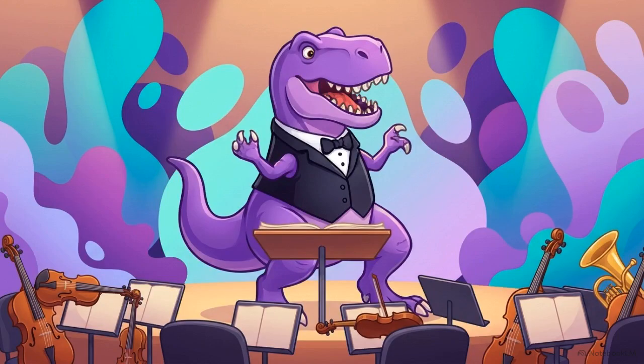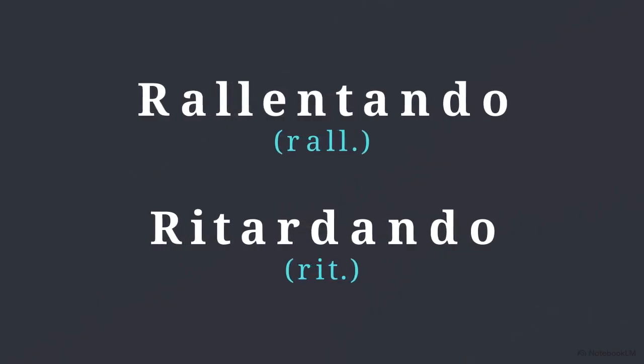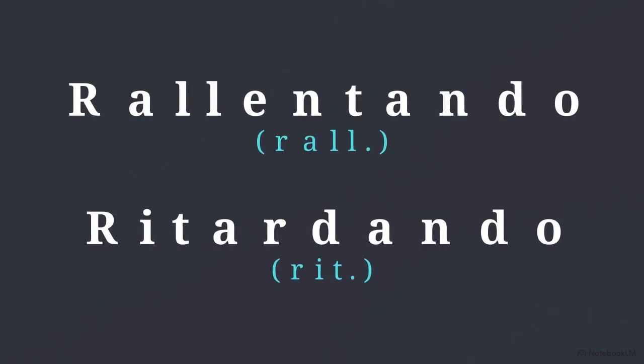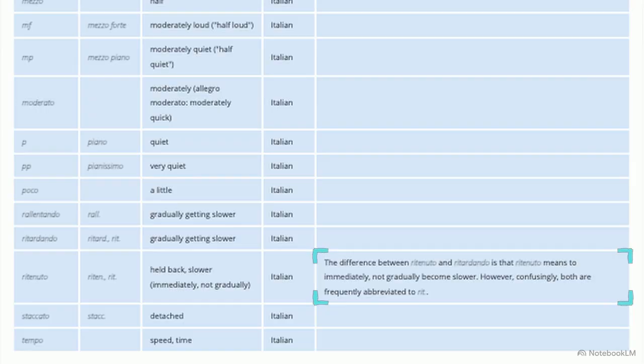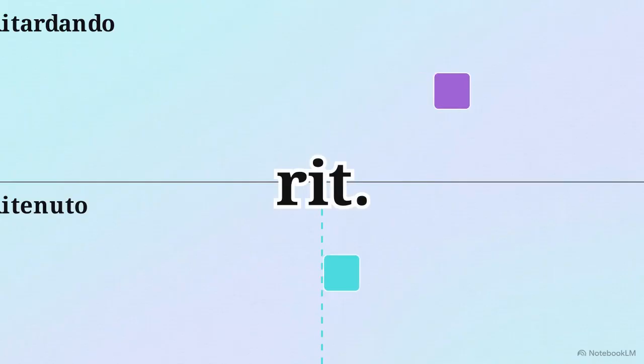Conversely, pulling back the speed requires its own commands. Rallentando and ritardando are frequently used interchangeably in scores, and both instruct you to gradually get slower. But look at the notes section of this term sheet. There is a critical distinction between ritardando, which is gradual, and ritenuto. Ritenuto commands the player to hold back and immediately play slower. Both get abbreviated to rit, so reading the context on the page is everything.